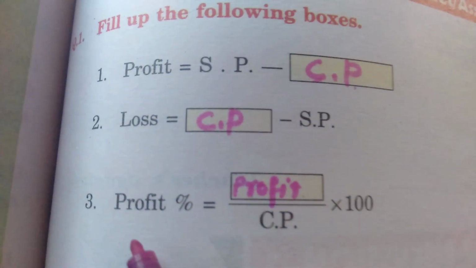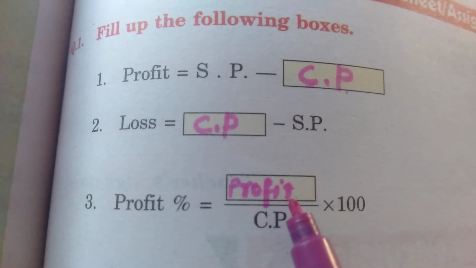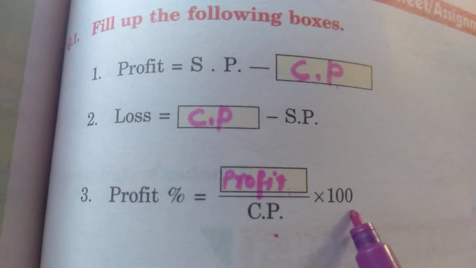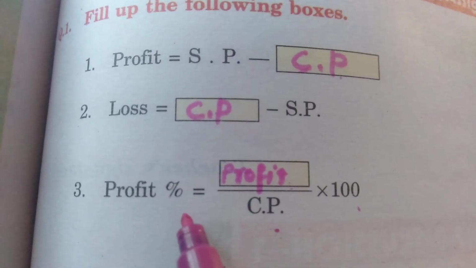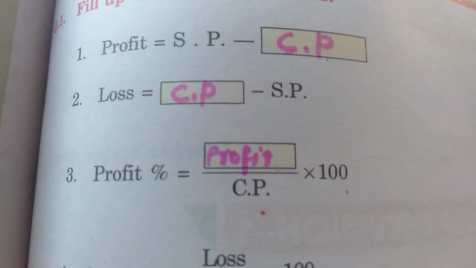Now profit percent. Profit percent is always whatever profit we have, that is calculated on the cost price multiplied by 100. So that is how we calculate the profit percent. Profit percent is always calculated on the cost price.